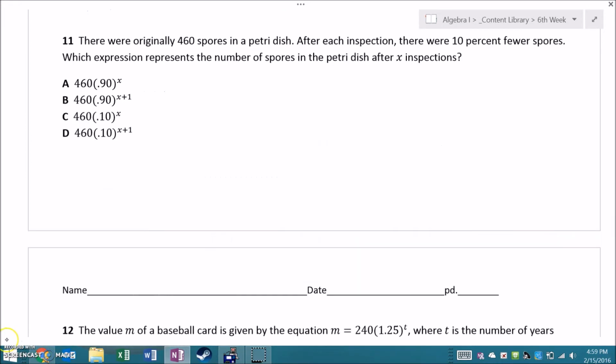Moving on to the last one here at the bottom of this page. Number 11, there were originally this many spores in a petri dish. There were 10% fewer spores after each inspection. Because that is fewer, that's going to be decay. So what we're doing is taking the 460, that's the 100%, and subtracting 10% of that. So what we'll end up with is really 90%. So that's what we're looking for. There's our answer. Starting with 460, calculated the percent, the factor. There we go, done. Moving on to the next page, number 12.